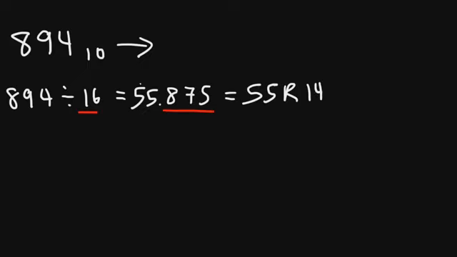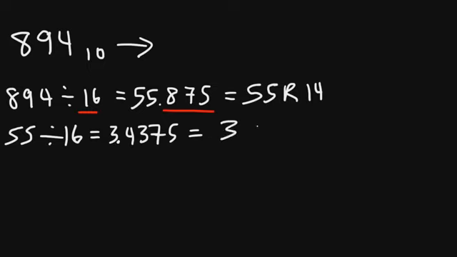Now, let's use this number, 55, and let's divide that by 16. 55 divided by 16, that's 3.4375. And so we have 3 remainder, and then take 0.4375, multiply that by 16, and that will give you a remainder of 7.